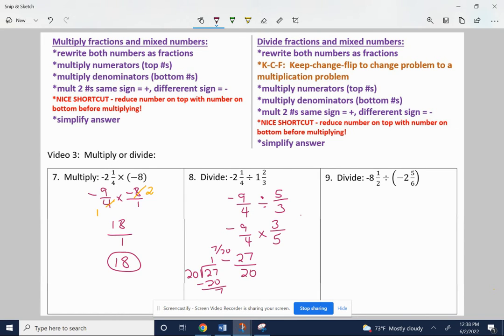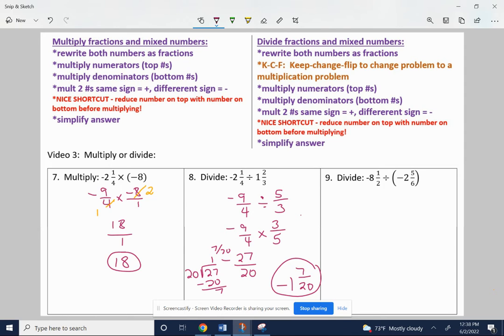So our final answer would be negative. See, this improper fraction's negative, right? So my mixed number has to also be negative. It's going to be -1 7/20. Okay? Try number 9 on your own. Pause the video, try number 9, and then unpause the video and see if you got it.